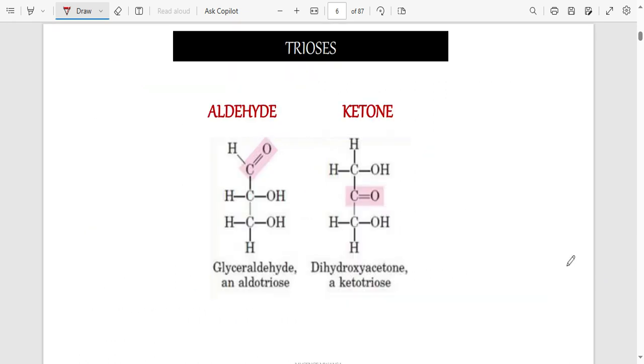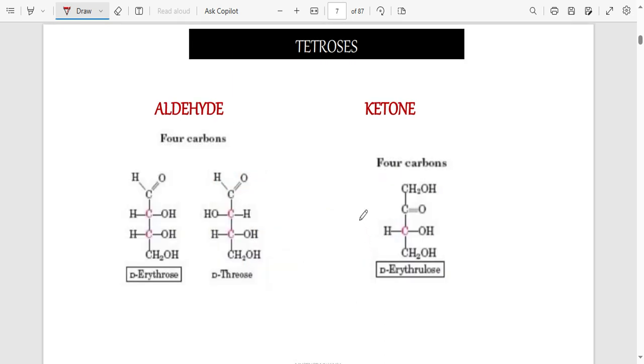Okay, some characteristics. So talking about trioses, you can see we have an aldehyde being glyceraldehyde and a ketone being dihydroxyacetone. Okay, those are trioses. You also have tetroses. Please, you need to know which ones are aldehydes and which ones are ketones. For those with 4 carbons, this one you didn't do in first year, but you need to know now. You have erythrose. Erythrose is an aldehyde. Now, erythrulose is a ketone.